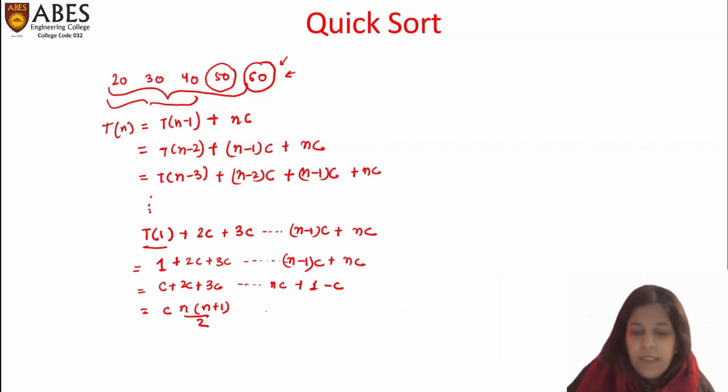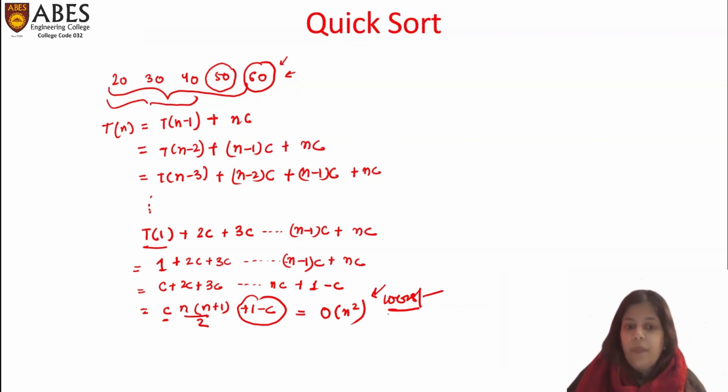plus 1 minus C. Now, as you can see, these are the constant terms, and this will give you n square by 2 and n by 2 with C constant. So as you can see, the highest order of n is n square. So we can write it as O of n square. This is what we have derived for the worst case of quicksort. So this is how the time complexity can be derived.